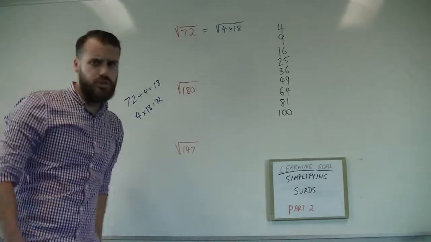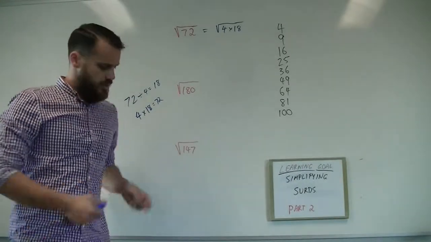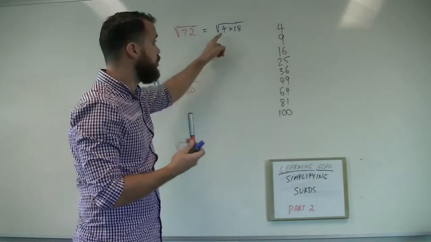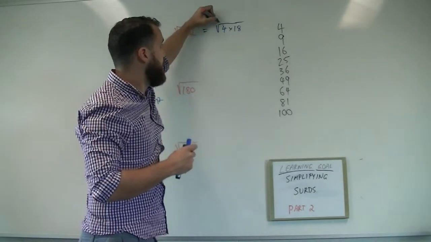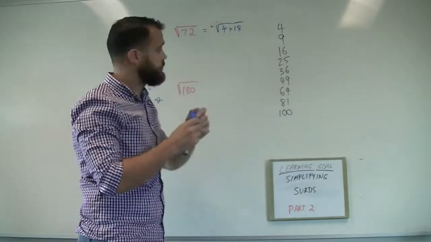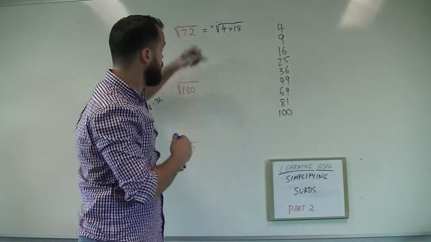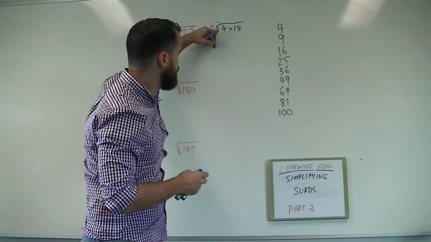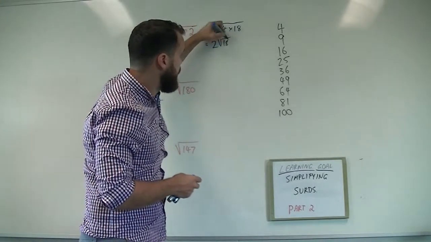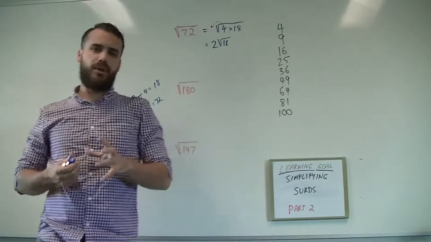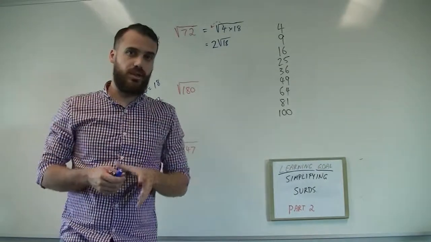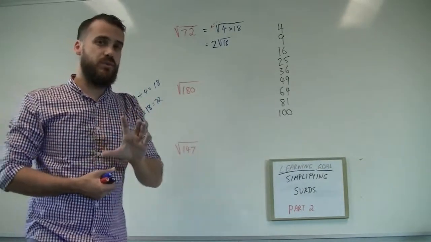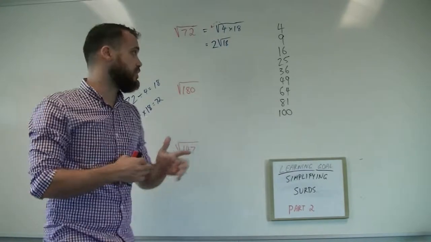Okay, and you should know from the last video that we can take that 4, because it's a square number, and move it outside here. When the 4 moves out, it becomes its square root, which is 2. So 2 root 18. Now a lot of people are going to fall into the trap of stopping here, but we're not finished yet. We've only partially simplified this surd.